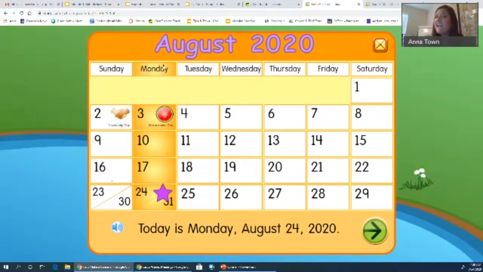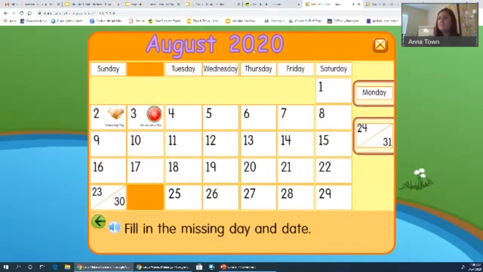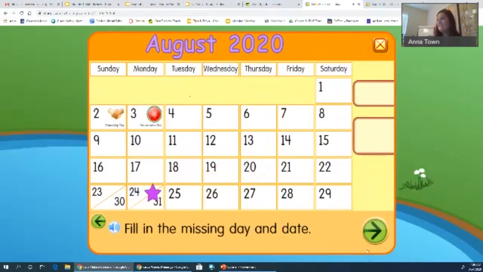Okay, now let's go back to today. We said today is Monday, and that means tomorrow. We go forward to the future and coming up. What is tomorrow, boys and girls? Tuesday. Awesome. Okay, boys and girls, it wants us to fill in the missing day and it wants us to fill in the missing date. So what is the missing day of the week up here? Monday. And the missing date, what is today's date? The 24th. 24th. Great job.